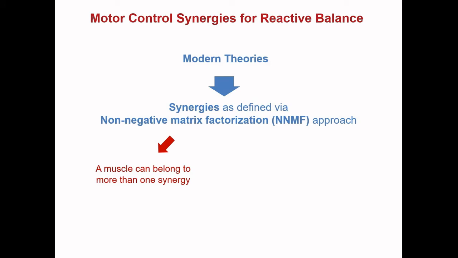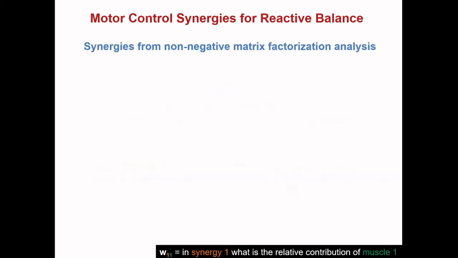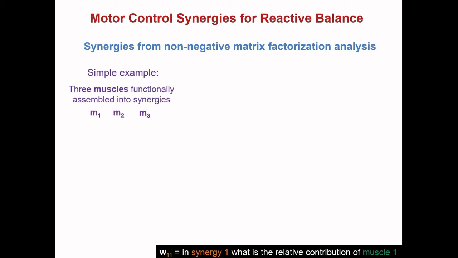In this theory, a muscle is able to belong to more than one synergy. The non-negative matrix factorization approach also proposes that within a synergy, an individual muscle has a unique or fixed weighting factor to represent its contribution to the action of the overall synergy. In order to understand synergies based upon the non-negative matrix factorization analysis, we want to work through a simple example.